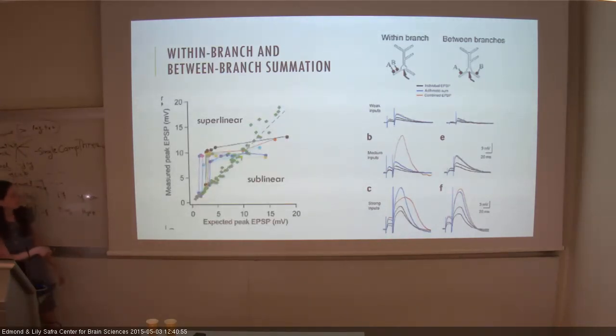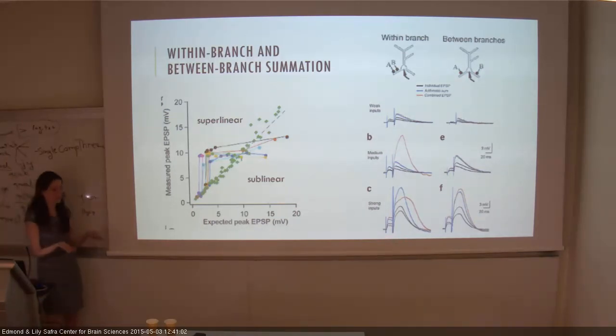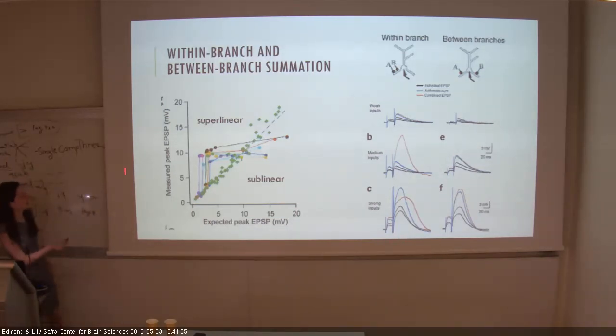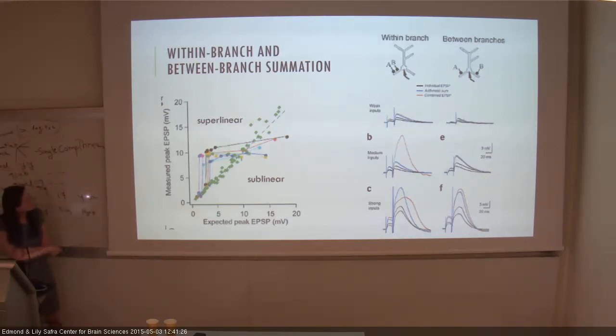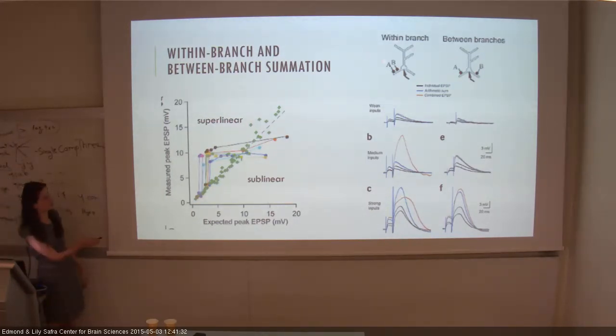So just to sum up what I told you, we have this graph with a lot of dots. First of all, the x-axis is the expected peak, which is just the linear summation hypothesis, and the y-axis is what was actually measured, and along the diagonal is of course the linear case. You can see in green diamonds the between branches that they measured using different stimulus intensities. And the different colored dots are different conditions in which they tested the within branch hypothesis.